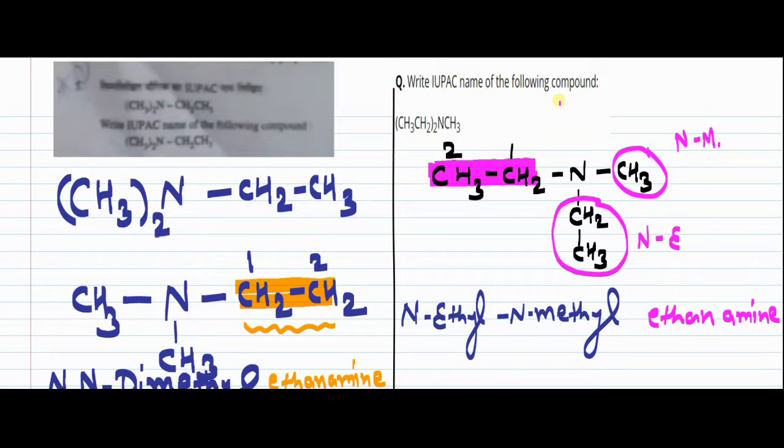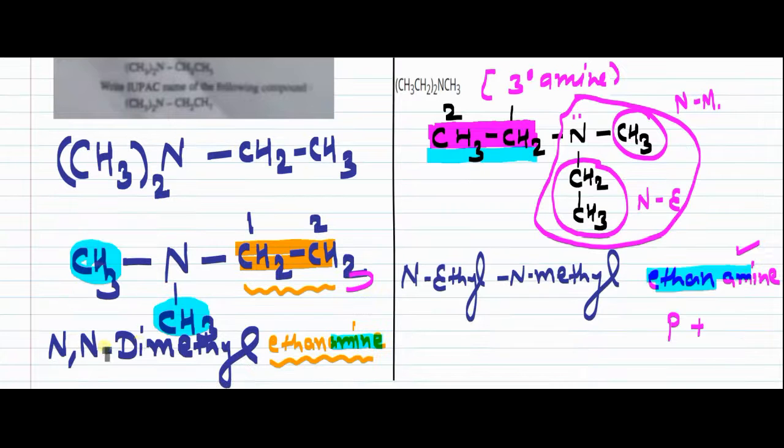Write the IUPAC name of the following compound: CH3 CH2, all twice, and CH3. Given compound N, N-dimethyl ethanamine.